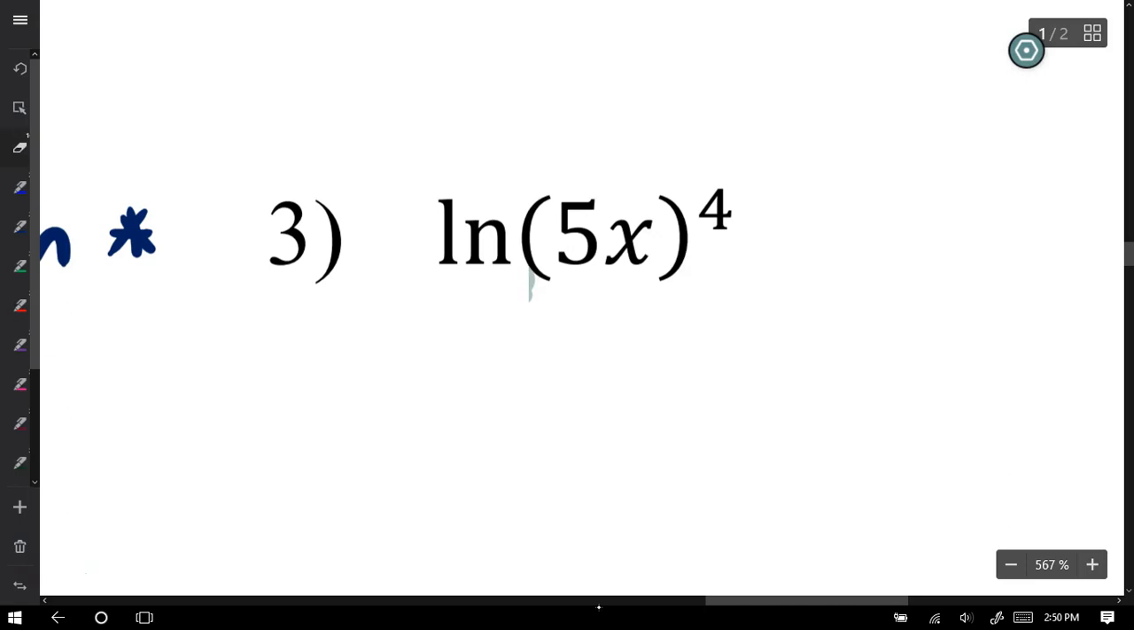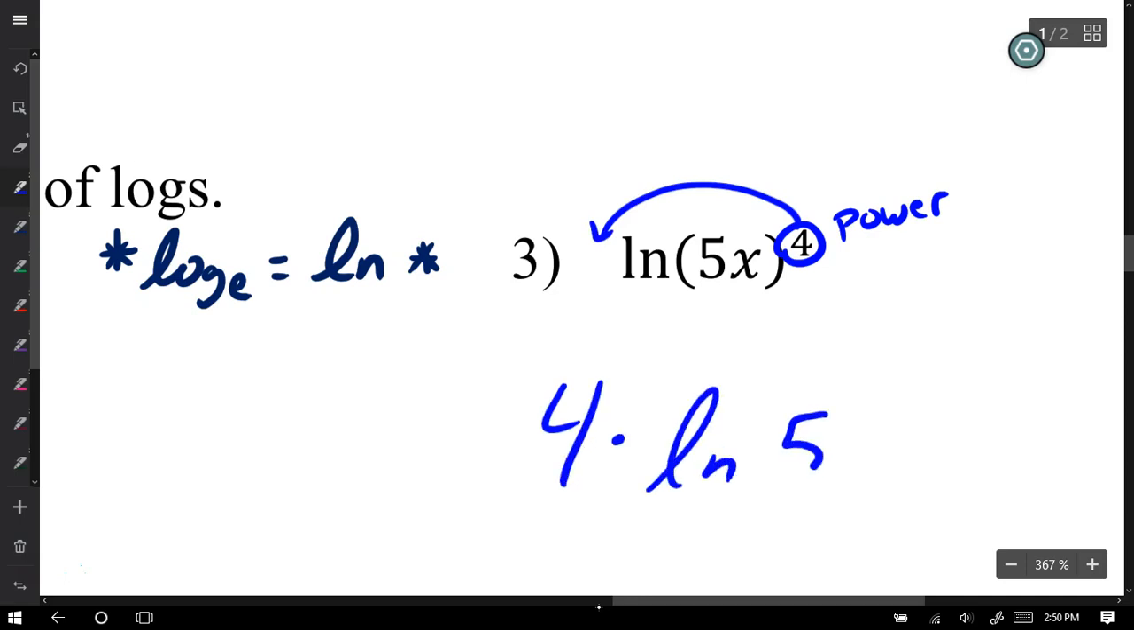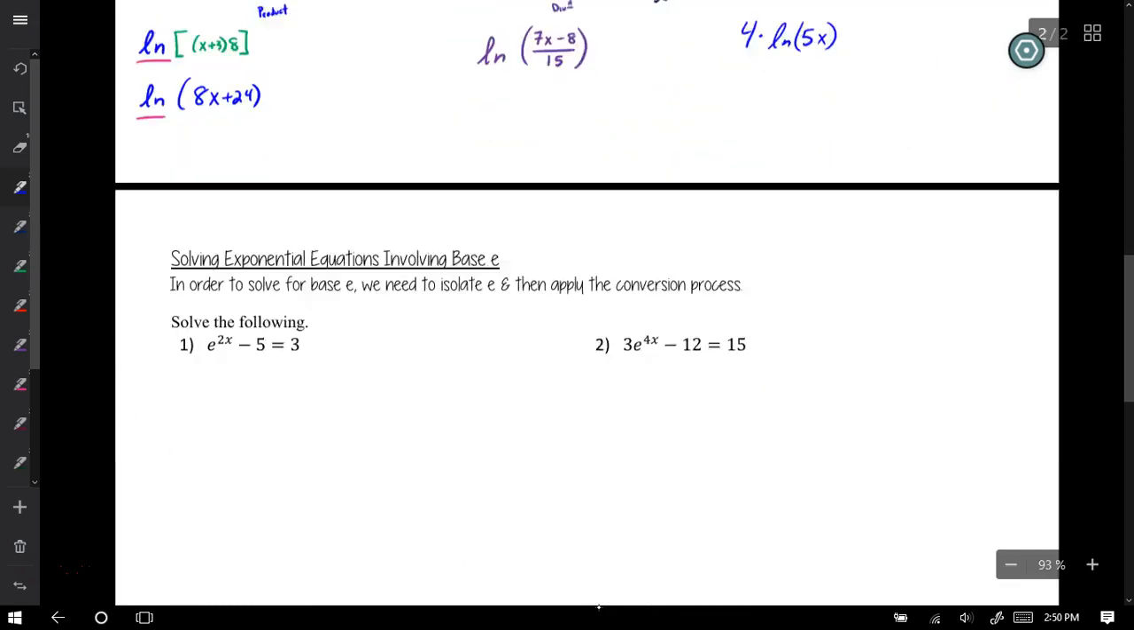But in this case, I have a power of 4. So that power is going to come down. I'm going to get 4 times ln of 5x. And there we are. And that's all your expansions with the properties of logs. Sorry, the properties of natural logs. It's going to be hard for me not to say properties of logarithms because it is the property of logarithm. Just shorter amount of letters to write down. So let's try the next one.